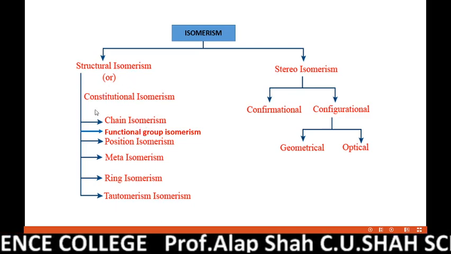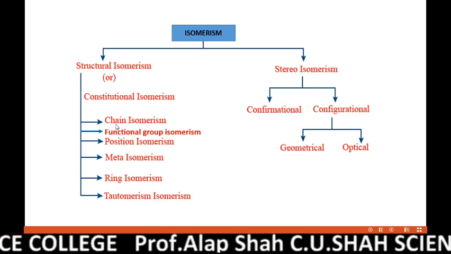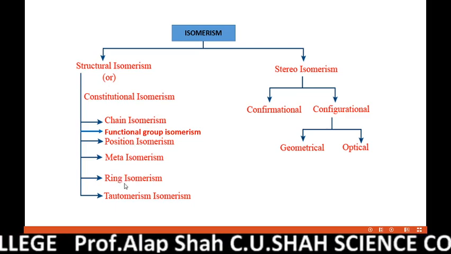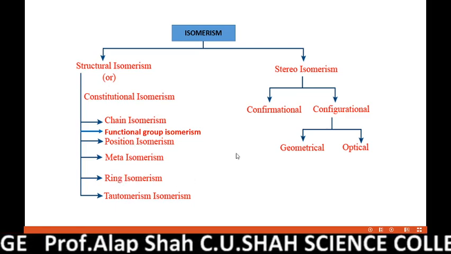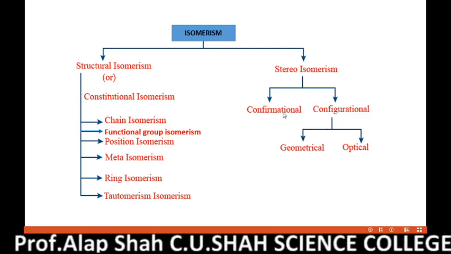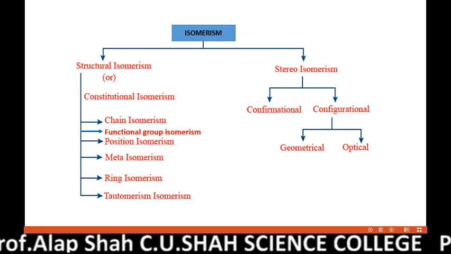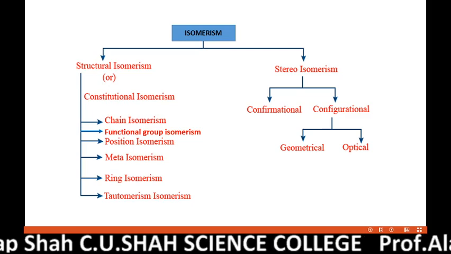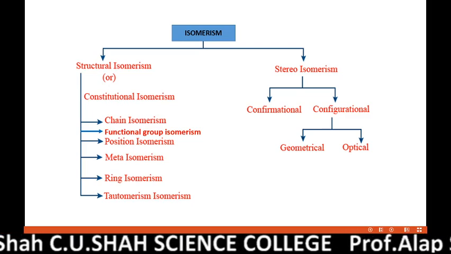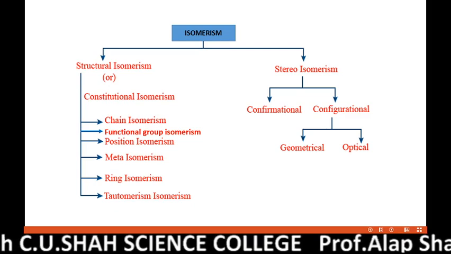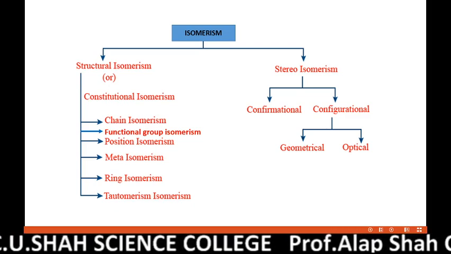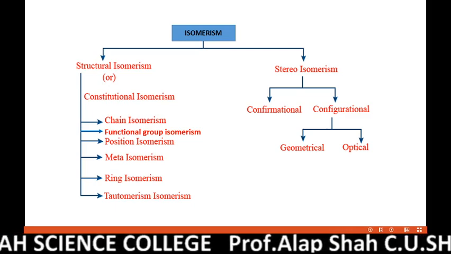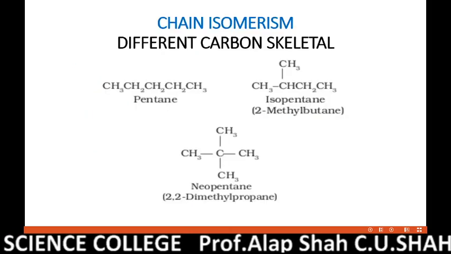Structural isomerism is further categorized into chain isomerism, functional group isomerism, position isomerism, metamerism, ring chain isomerism, and tautomerism. While stereoisomerism is classified into two classes: conformational isomerism and configurational isomerism. And configurational can be further classified into geometrical, also known as cis-trans isomerism, and optical isomerism, in which we are much more interested in this chapter. So quickly let us brush up the knowledge of all these isomerisms.